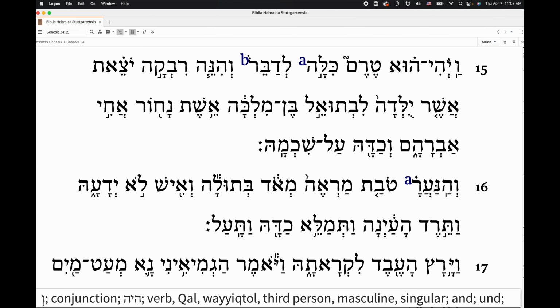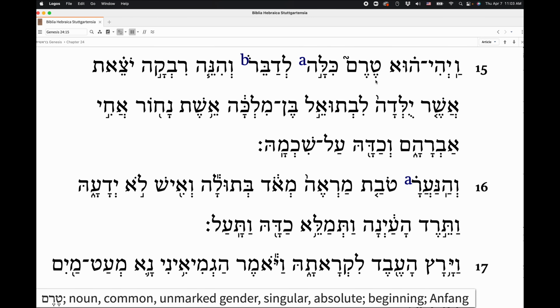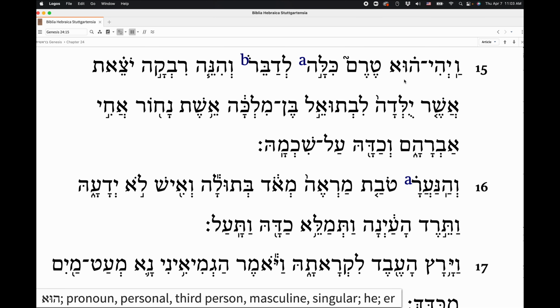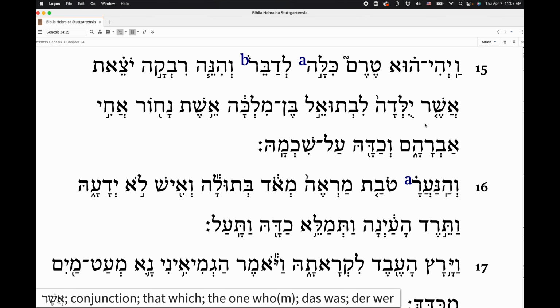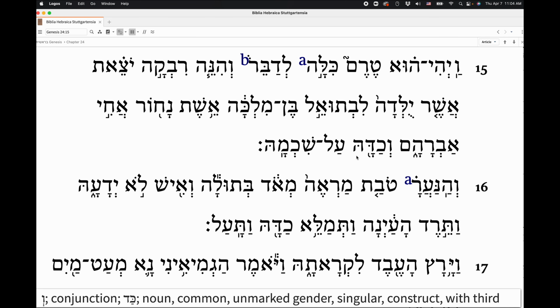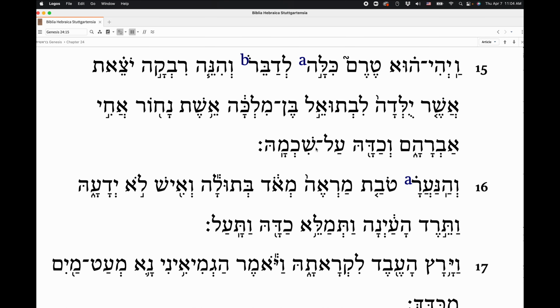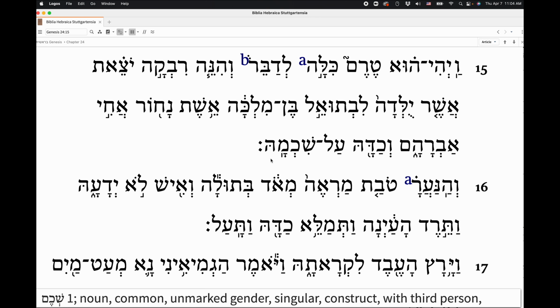So this is an idiom. If we translate this literally, it's not going to make a lot of sense. It would be something like, it happened, not yet he finished to speak, which basically means he had not yet finished speaking when, again, I think this makes sense as a particle of attention, when all of a sudden Rebecca was coming out, Rebecca who was born to Bethuel, son of Milcah, wife of Nahor, brother of Abraham, and her pitcher, here we have a verbless clause, her pitcher upon her shoulder, or upon her back, her pitcher was upon her back. Okay, so that's a lot of work for one sentence here, but this is basically the idea.